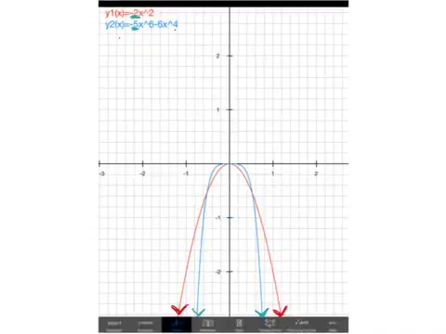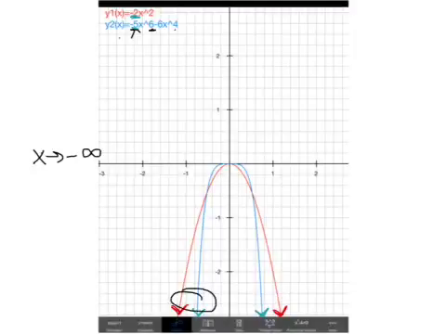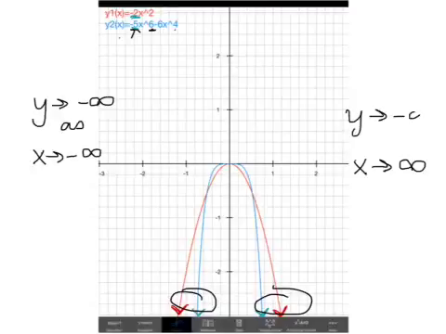If your degree is even, your leading coefficient is negative, as x is approaching negative infinity, as we're looking on the left side of our graph, y is approaching negative infinity because our graph is going down. As x is approaching positive infinity, we're looking at the right side of our graph. Our graph is also going down, the y values. And this will always be true if your degree, the highest exponent, is even and your leading coefficient is negative.